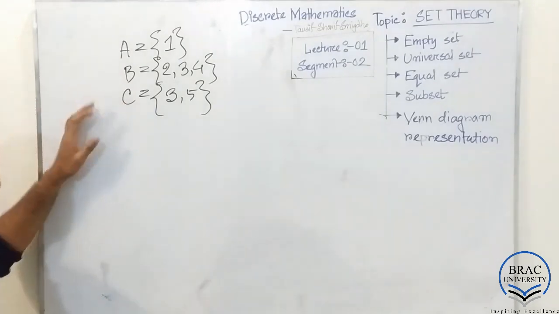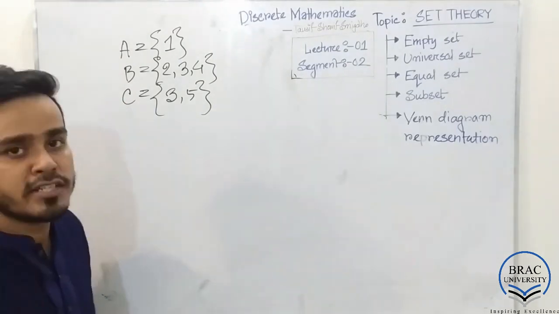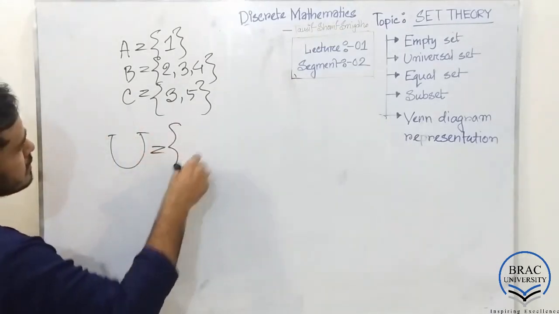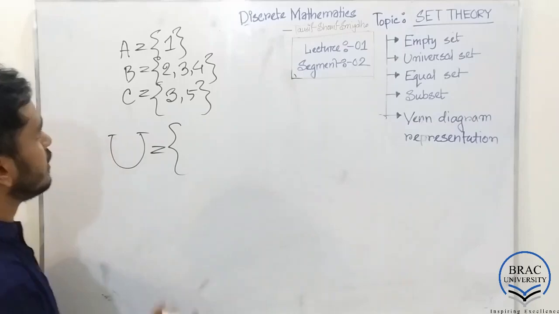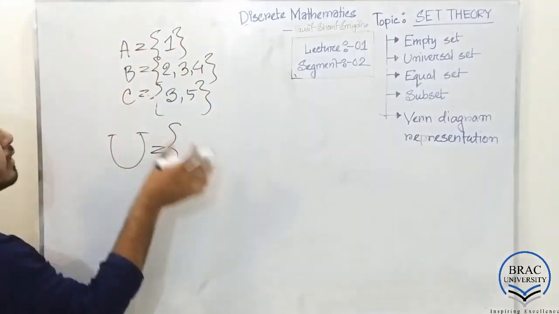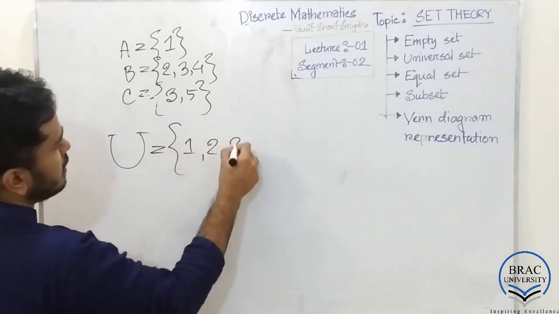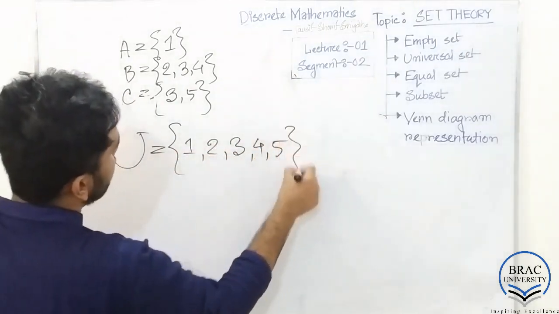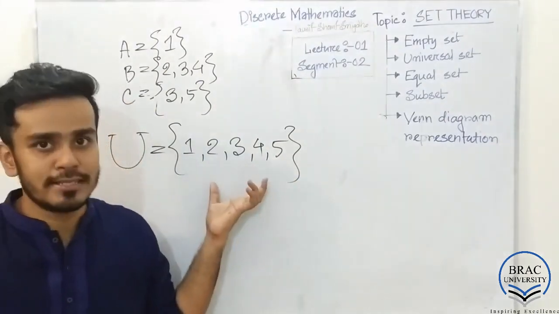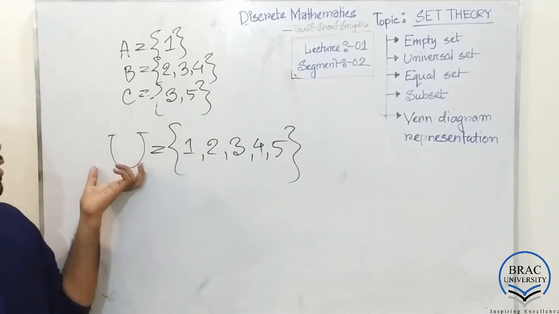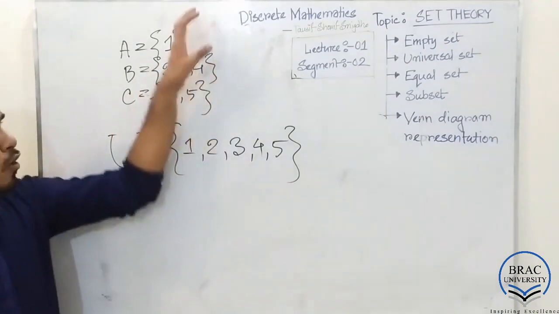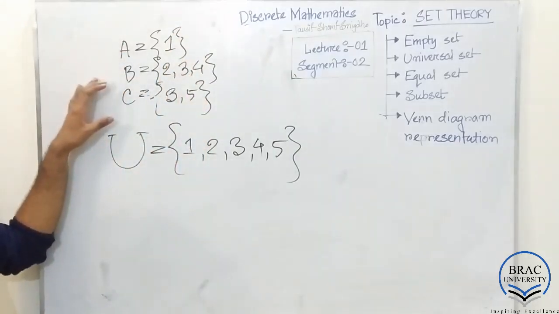So here, since we denote a universal set by capital U, the universal set will contain all of these elements of the sets which are considered. So the elements will be 1, 2, 3, 4, 5, and let's check if there are any elements missing in U. No. So universal set U will contain all of the elements of the sets under consideration.